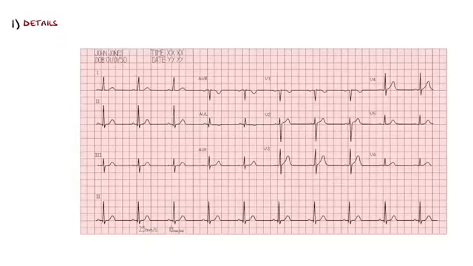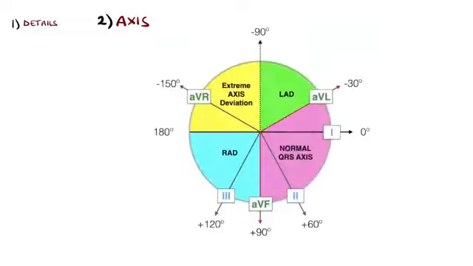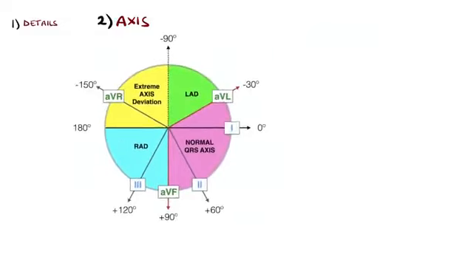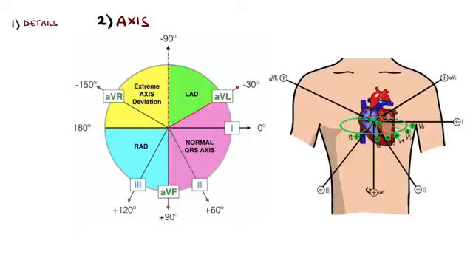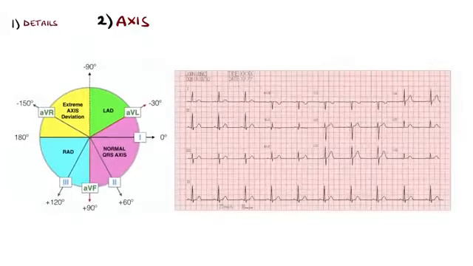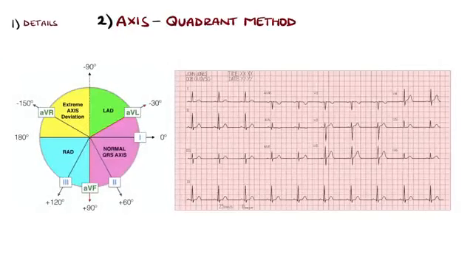Once they are confirmed, I start by looking at the axis because it is so easy to overlook. The overall direction of the electrical activity gives the axis and is normally between -30 and 90 degrees. It could be normal, deviated to the left or to the right, or extremely deviated. A quick way to assess it is the quadrant method that allows you to quickly place the axis in one of the 4 quadrants just by looking at lead 1 and AVF.